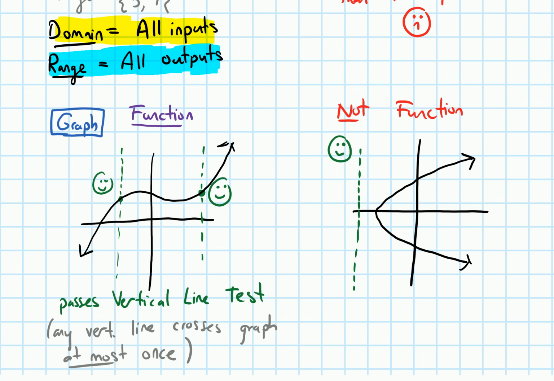But there is a line that I could draw that would be bad. In fact, there's many. I could draw something like this vertical line. And that vertical line crosses the graph more than once, and that's bad. To pass the vertical line test, any vertical line that I draw needs to cross the graph at most once. So if I can find even one vertical line like this that crosses my graph more than one time, that is bad. So this fails the vertical line test, which means that this second graph is not a function.